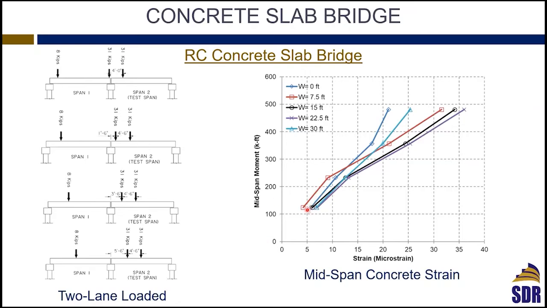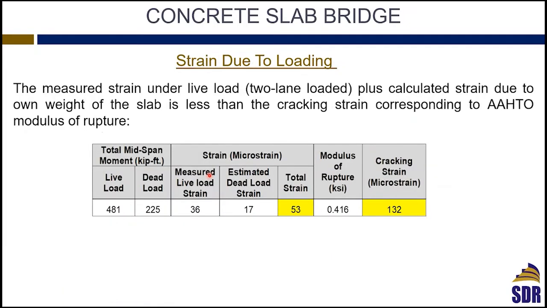The most important message that we'd like to convey here is that as we increase the load on the slab, there is a linear relationship between the strain we are measuring and the load, which means that the slab is still behaving in the linear zone of the concrete, and it means that the concrete is still uncracked.